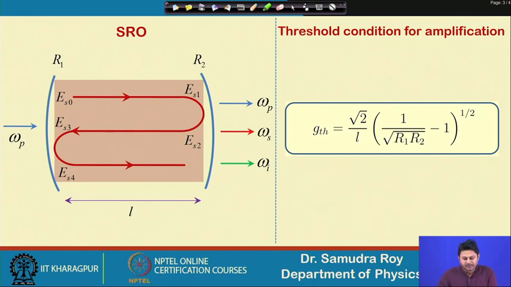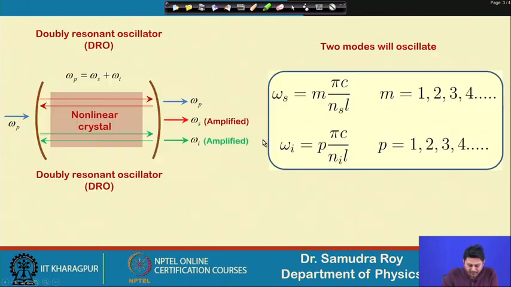Well, let me remind you what we have in SRO. In SRO, we have one particular field that is going to oscillate as shown in this figure. If the cavity length is L, and the reflectivities of the two mirrors are R1 and R2, then we can find the condition for amplifying this particular frequency omega s.